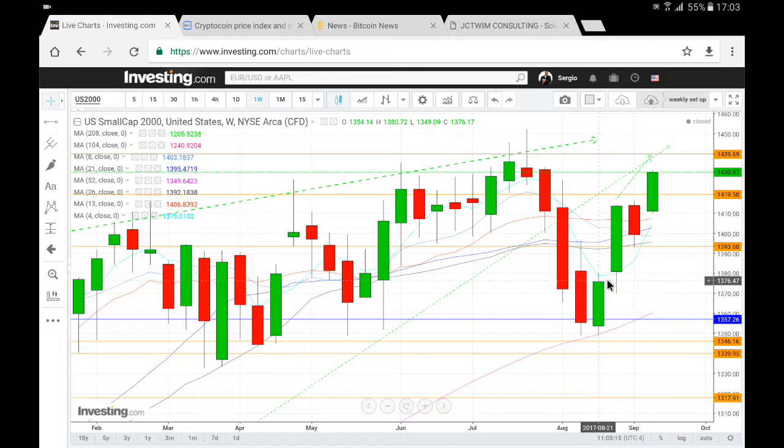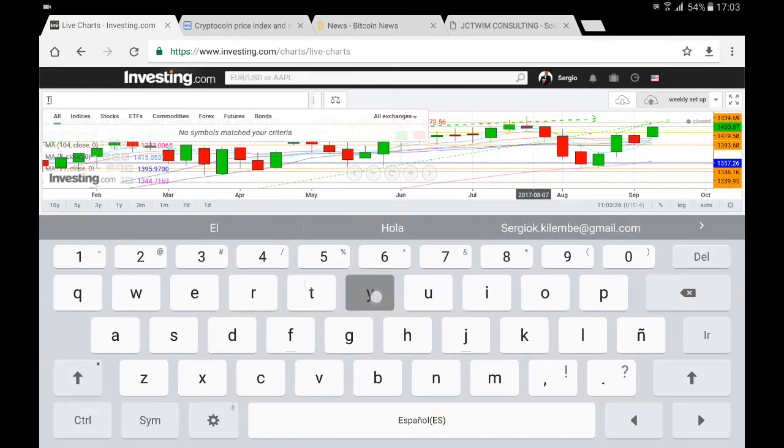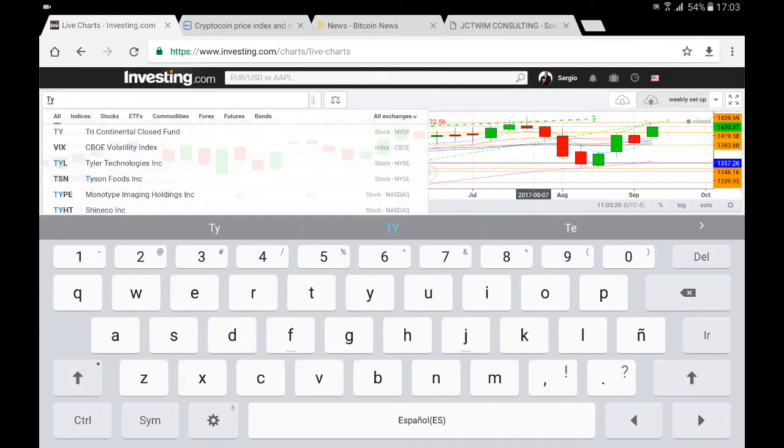Okay. And now, Russell 2000, let's move on to the bond market. First of all, let's deal with the 10-year treasury notes.